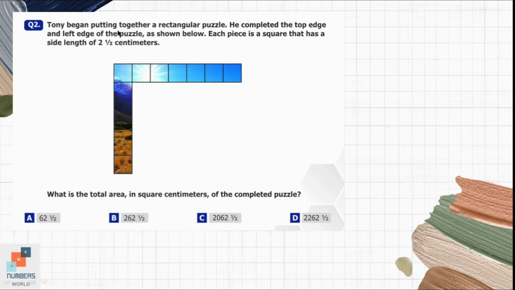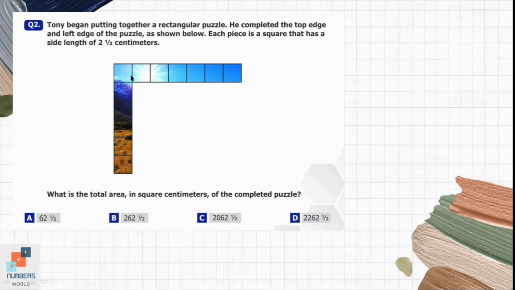Question number 2, Tony began putting together a rectangular puzzle. He completed the top edge and left edge of the puzzle as shown below. Each piece is a square that has a side length of 2.5 centimeters. What is the total area in square centimeters of the completed puzzle?